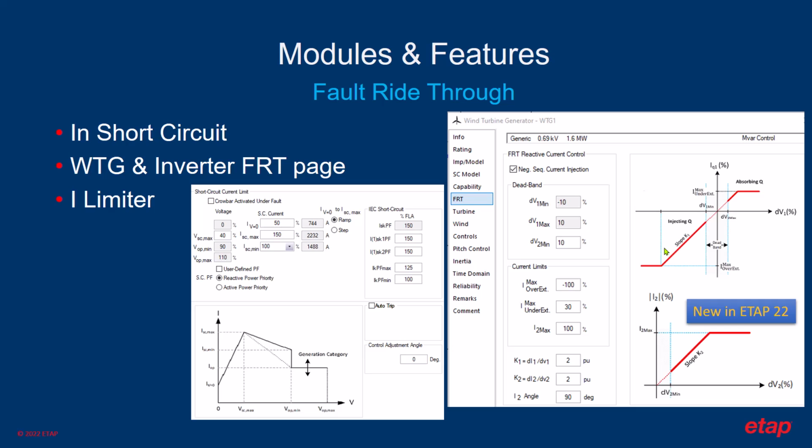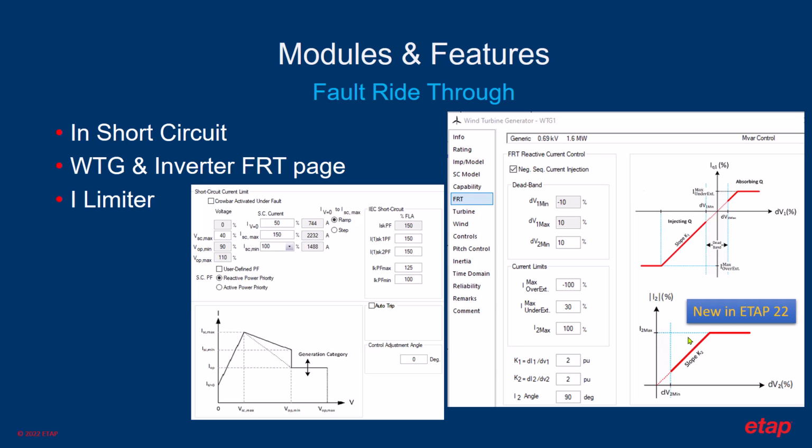In ETAP 22, we are also adding negative sequence current injections to our WTG and inverter model. So that's also available. Several new grid codes, like German codes or the new IEEE standard for interconnections to the utilities, mandate the capability to have negative sequence injections. So all this required information is available in ETAP.